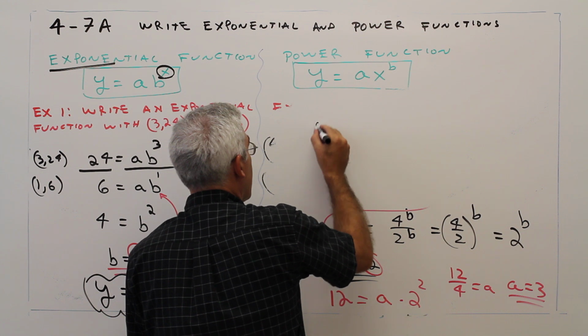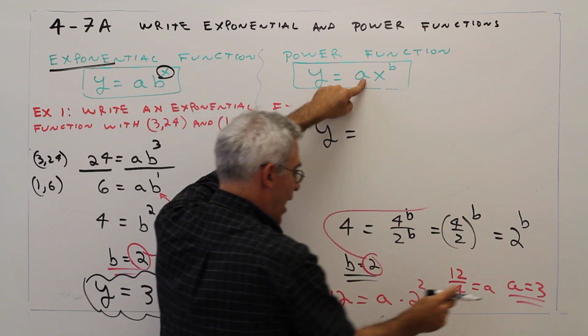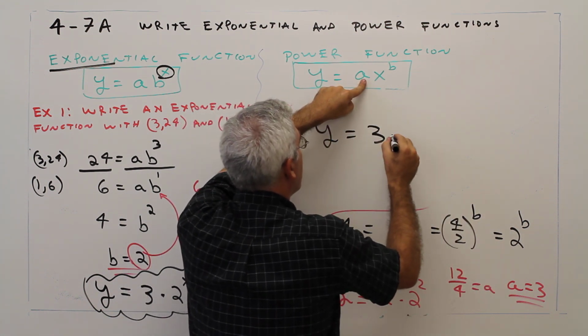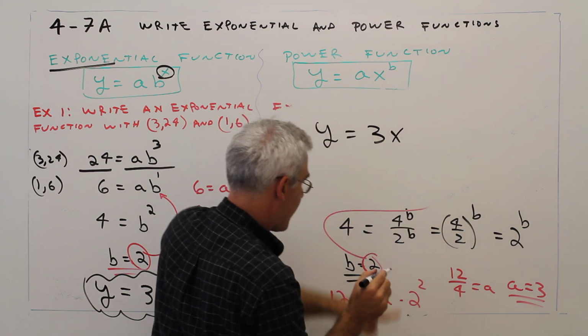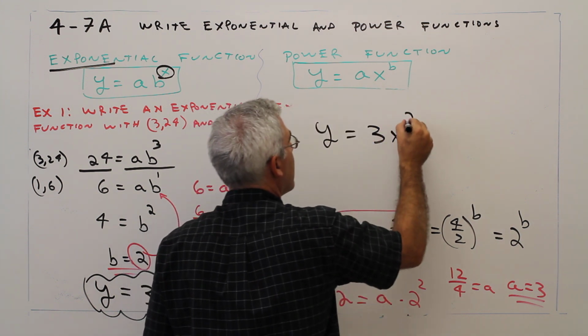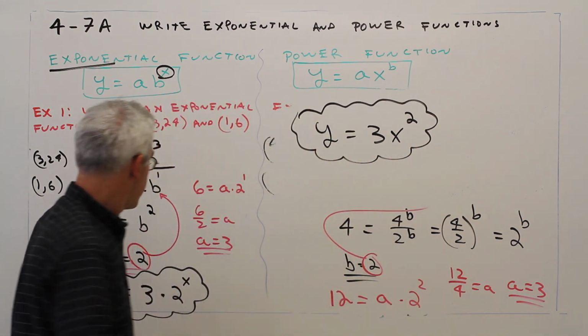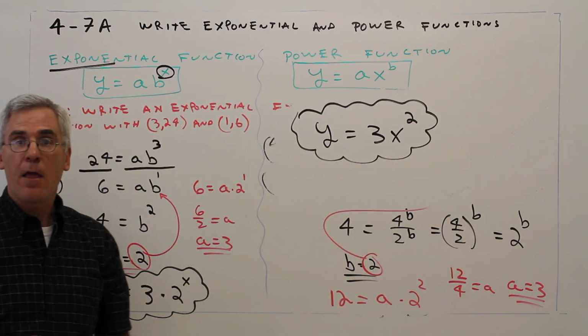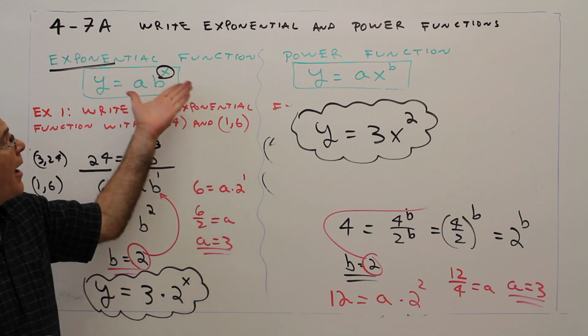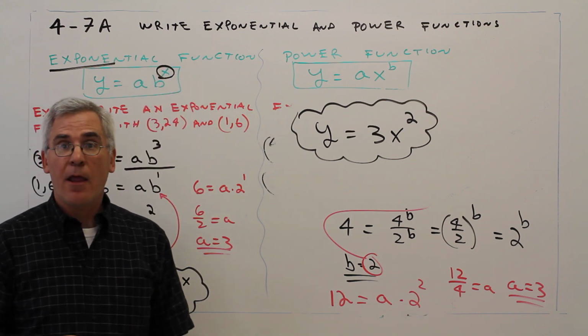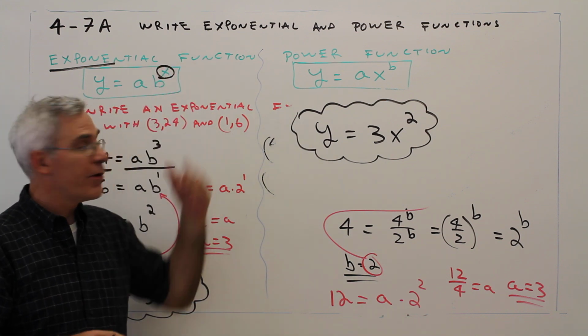So it's going to be y equals the a value, x raised to the b value. And there you have it, how to write an exponential and a power function given 2 data points.